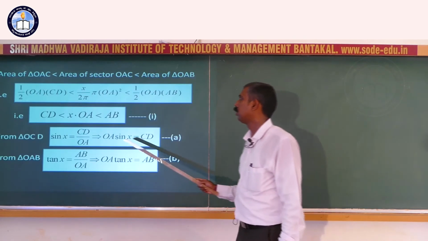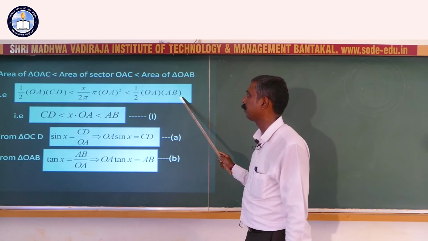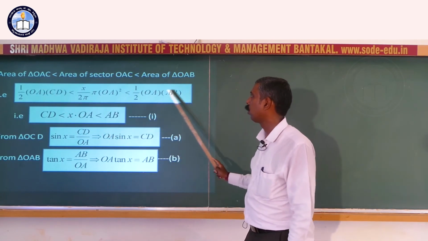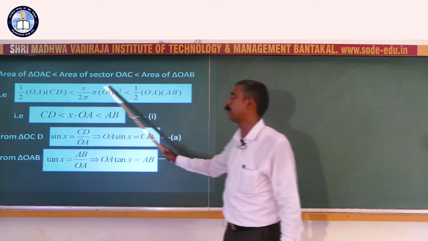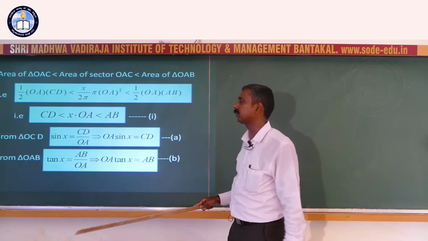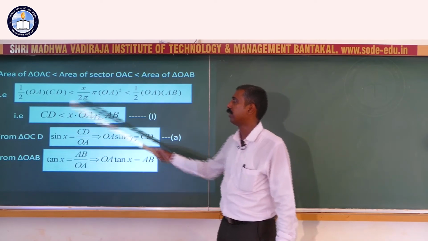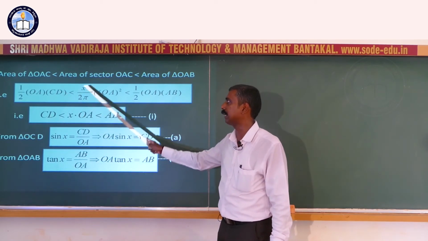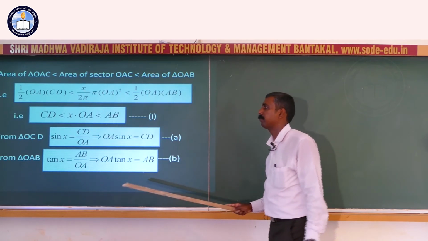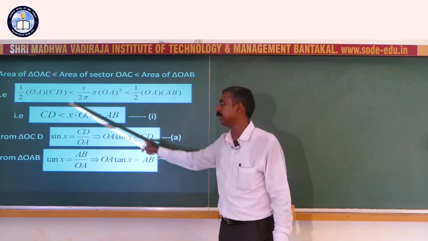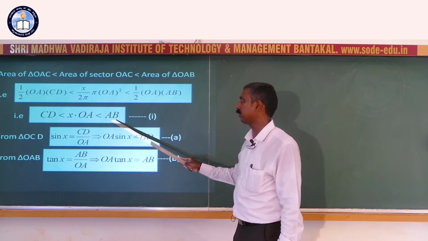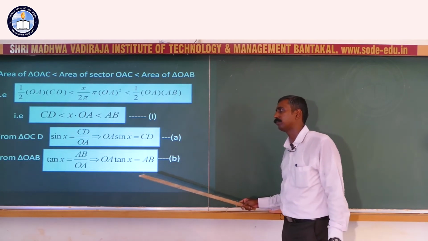So, in this one, half OA into AB, when you simplify this, OA, OA, OA get cancelled, pi gets cancelled, 1 by 2, 1 by 2, 1 by 2 get cancelled. So, simply CD remains, which is less than x into OA, which is strictly less than AB. So, you have CD less than x into OA less than AB. Let us consider this as equation number 1.